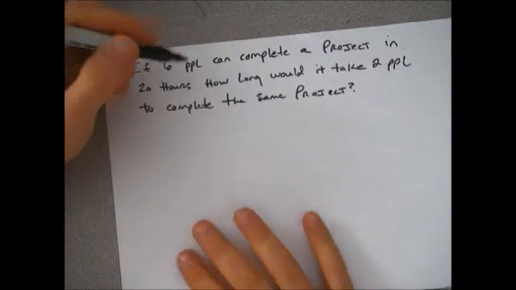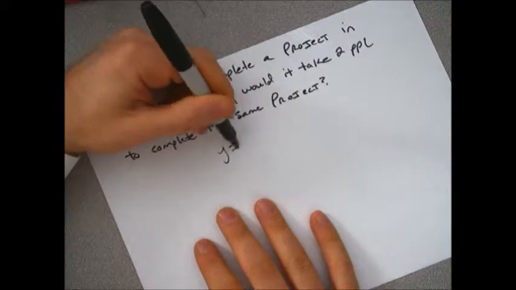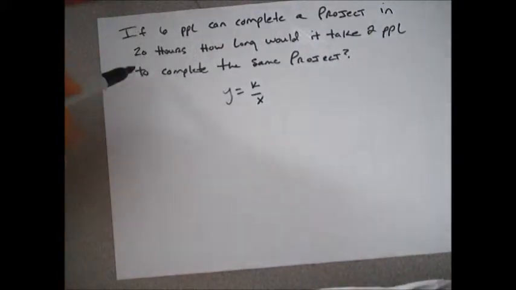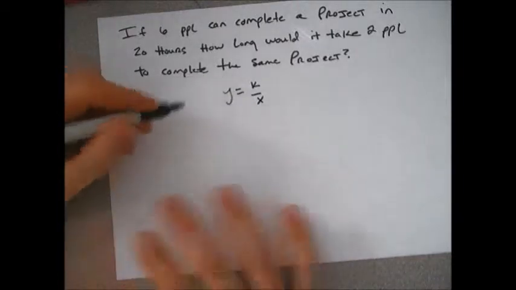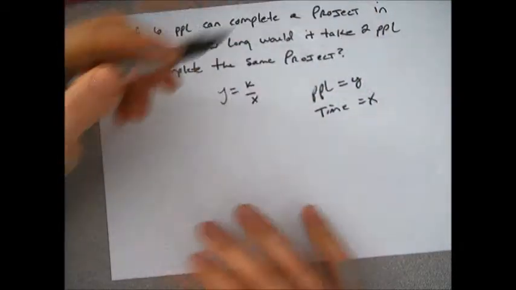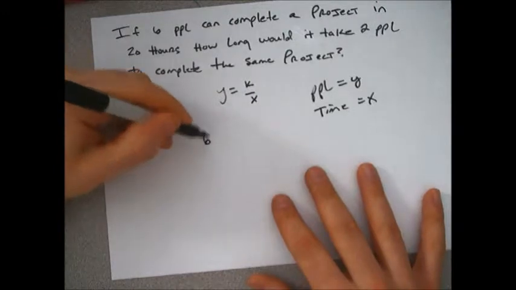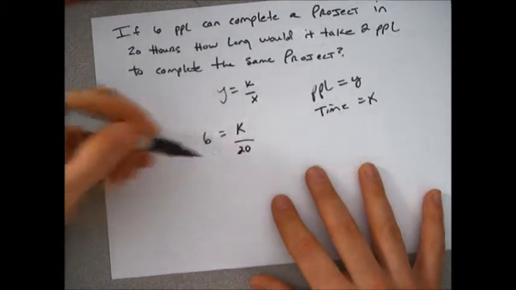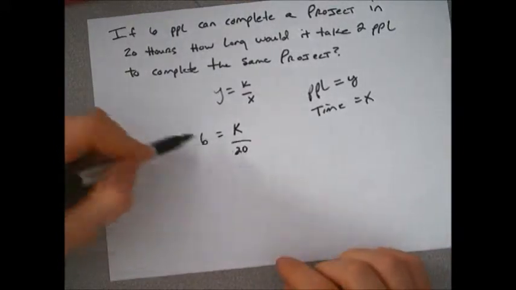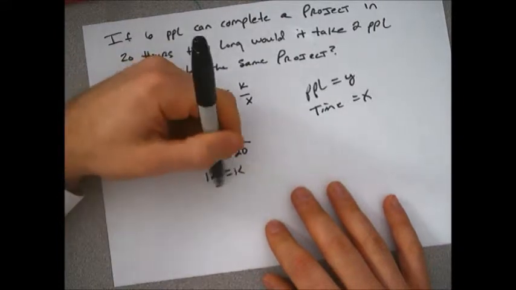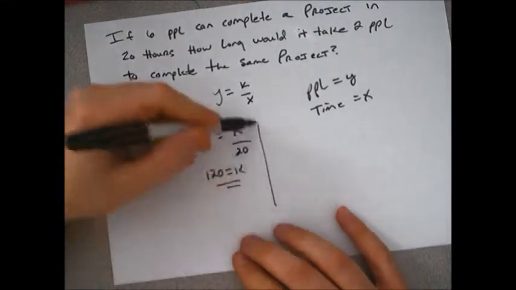So let's set up an inverse variation, y equals k over x. We need to let something be y and let something be x. So let's say people is equal to y and time is equal to x. So 6 people for y, we don't know the constant, but they can do this in 20 hours. If I solve for k by cross multiplying, I'd get 120 is equal to k. And that's not my answer, but I need to know k to figure out my answer.